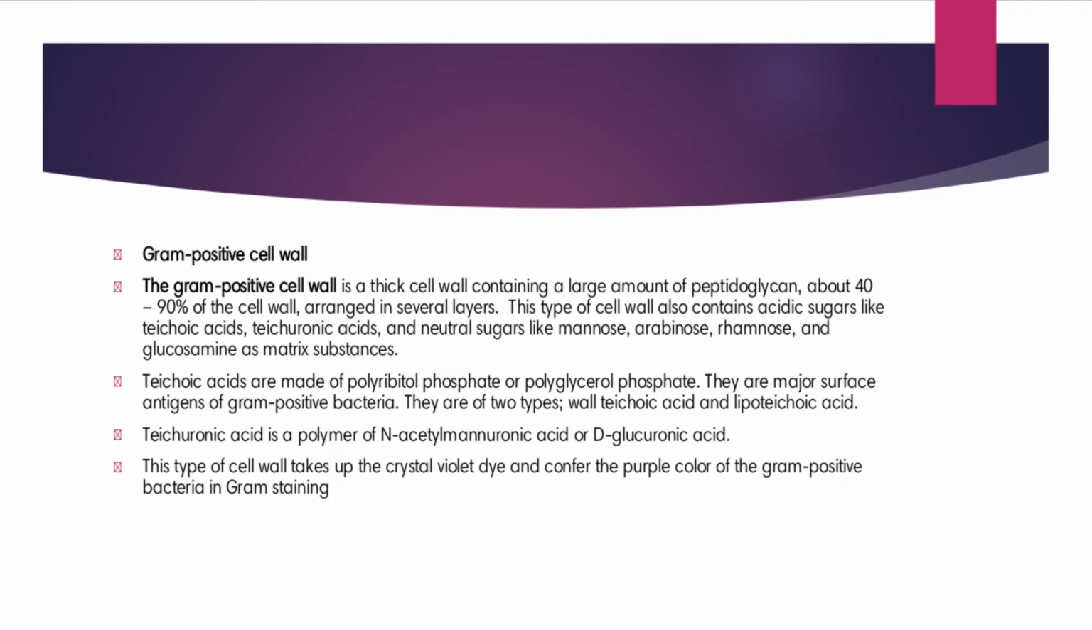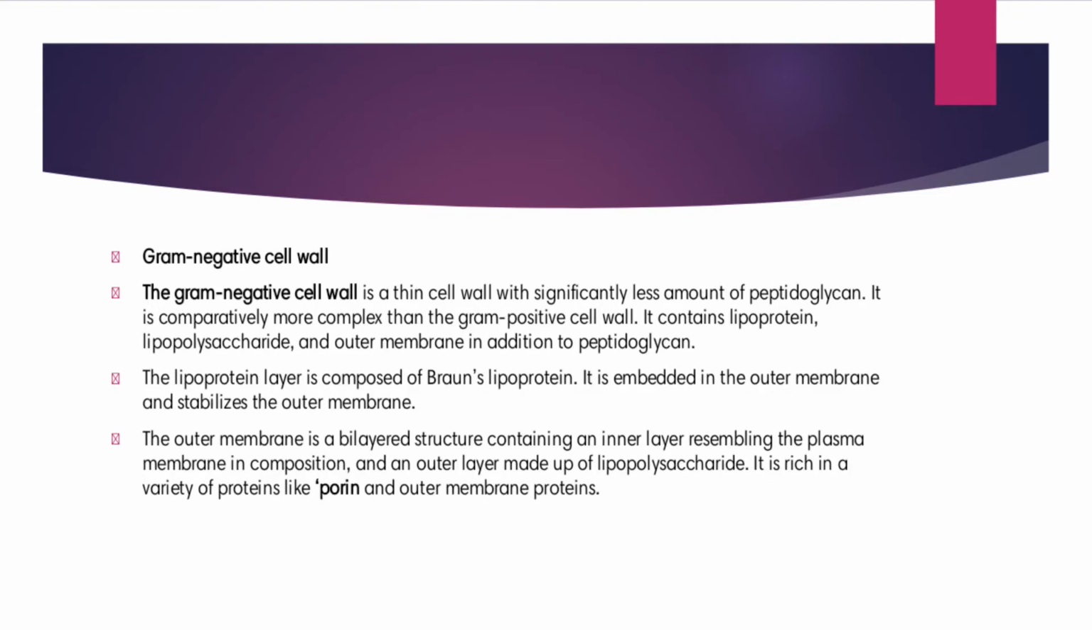They are of two types: wall teichoic acid and lipoteichoic acid. Teichuronic acid is a polymer of N-acetylmuramic acid or N-acetylglucuronic acid. This type of cell wall takes up the crystal violet dye and confers the purple color of gram-positive bacteria in gram staining.